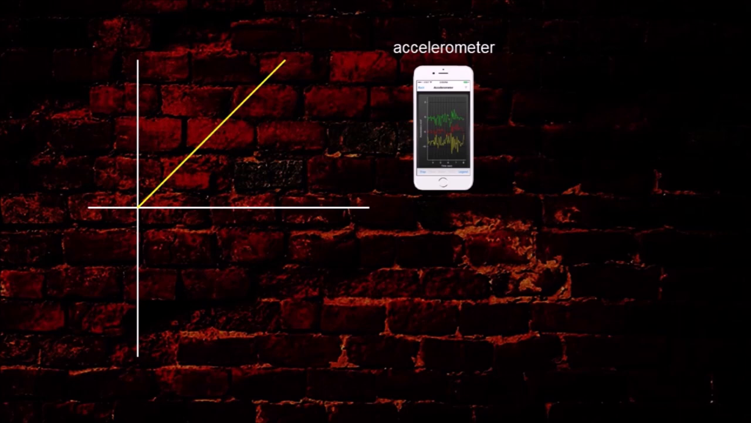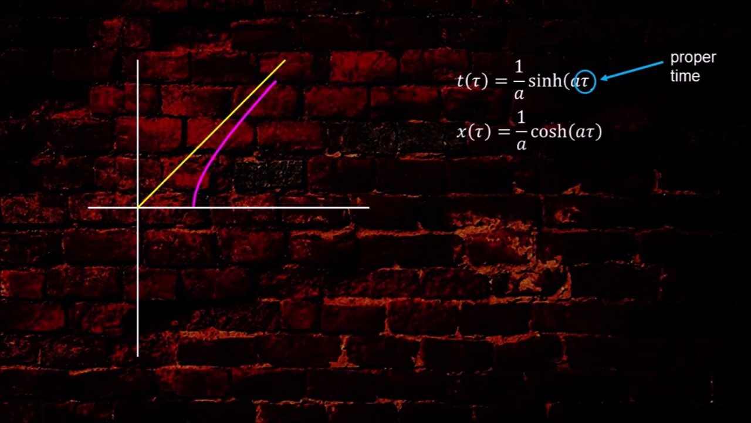However, if we consider a constant acceleration as measured by an accelerometer in the accelerating frame, the world line would be a hyperbola, where tau is the time as measured by the observer's wristwatch, the proper time, and a is the acceleration as given by the accelerometer, called proper acceleration.